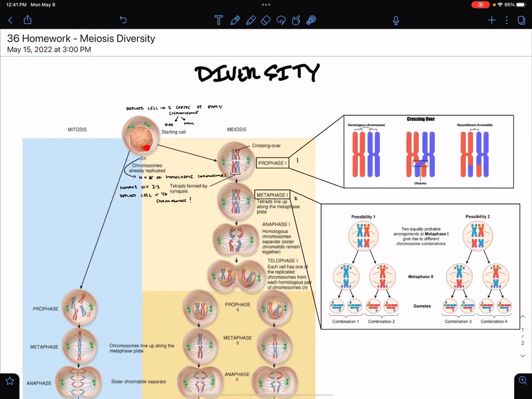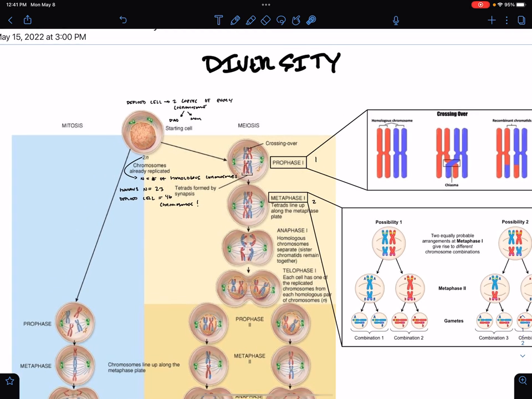The cell that we're looking at here, the number of homologous chromosomes is 2. So the diploid number of this cell would be 2 times 2, which is 4. Know that if we were to actually do this with a human, we'd have 23 pairs of homologous chromosomes, 46 in total, but we're working with a simpler model here.